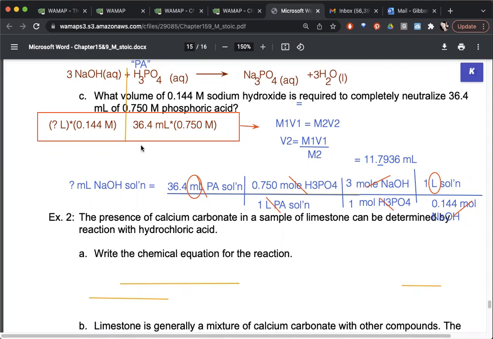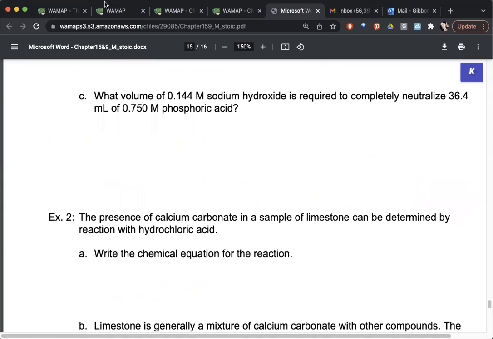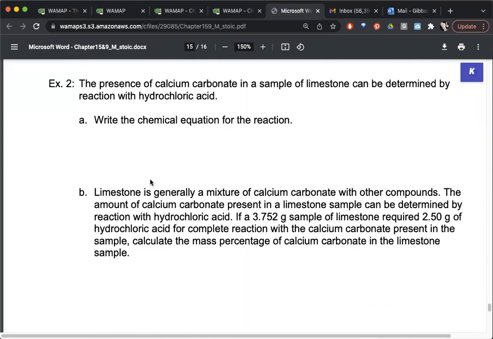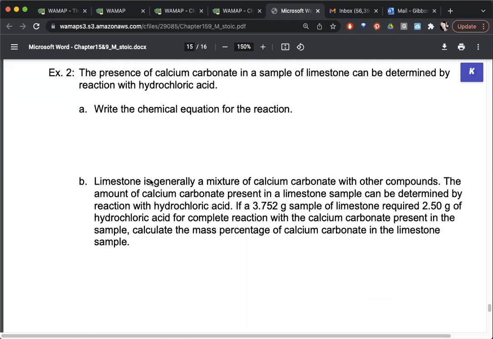Okay, so that's bringing in that molarity consideration. And again, you'll probably see this again as a review in your other classes. So this is just developing how it all works together at this point. Okay, here is another one. This one's a little bit more practical.